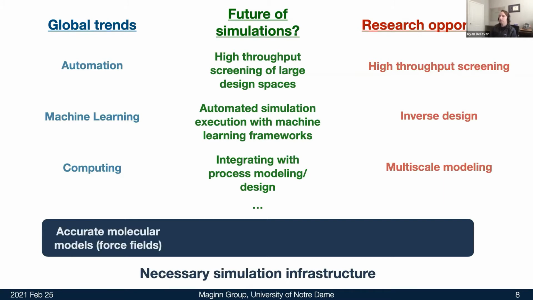And what I'm going to argue is a couple things we need. One, we need accurate force fields. If we don't have accurate force fields, our simulations are meaningless to experiments. We can't use them for experimental design.